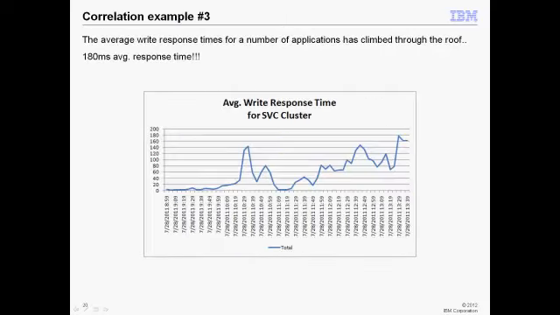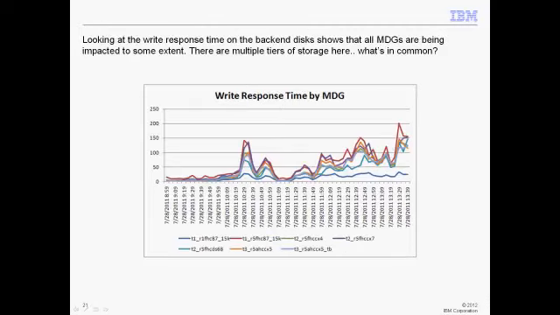Here's another correlation example. In this case, the client is reporting a severe performance degradation, which is understandable given the average aggregate response time for the cluster has climbed to 180 milliseconds. Now we begin to look for the influencing workload. Looking at the write response time on the back-end disk shows that all managed disk groups are being impacted to some extent. There are multiple tiers of storage here, so what could be in common?